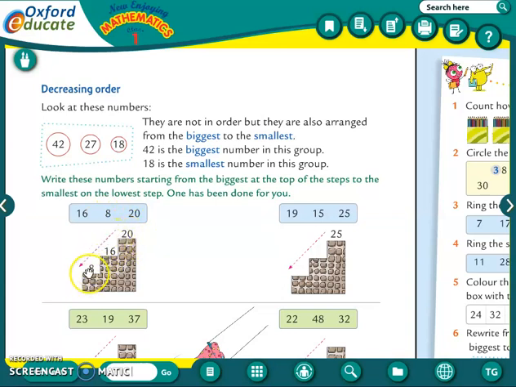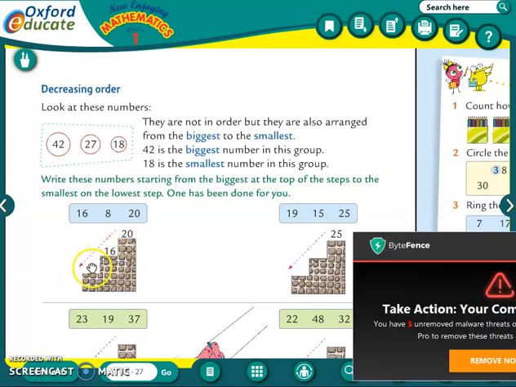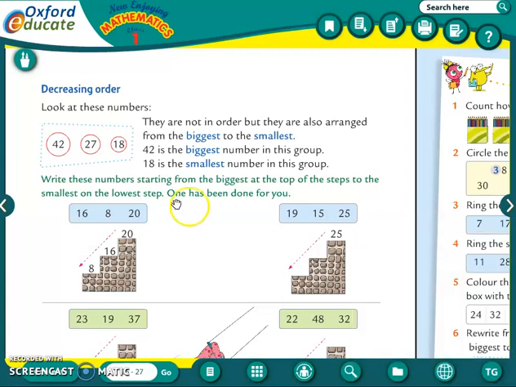this is decreasing order, so we will go from biggest to smallest. So 20 is the biggest number, so that we will write first. Then which is the number smaller than that? 16, so that goes on the step below it. And the smallest number, which is the smallest number? 8, so that will come in the last step over here.